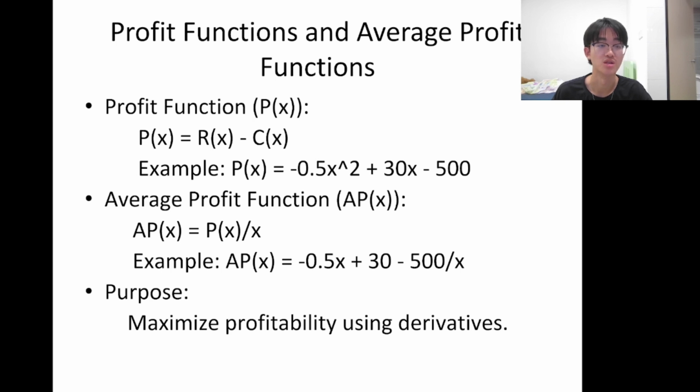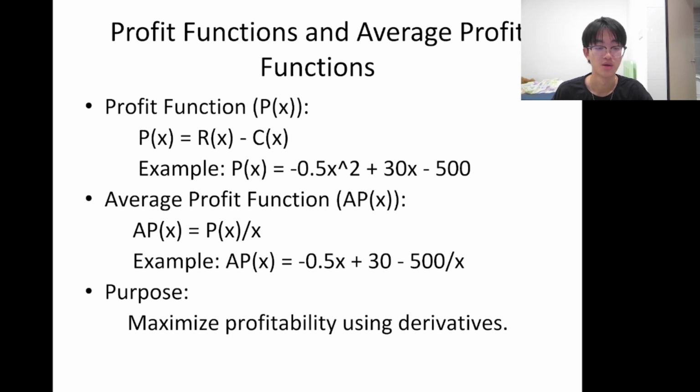Then we come to the profit functions and the average profit functions. Profit functions are central to economic analysis. The profit function, P(x), is defined as the difference between total revenue and total cost, P(x) equal to R(x) minus C(x). Using our previous examples, P(x) is equal to negative 0.5x squared plus 13x minus 500.